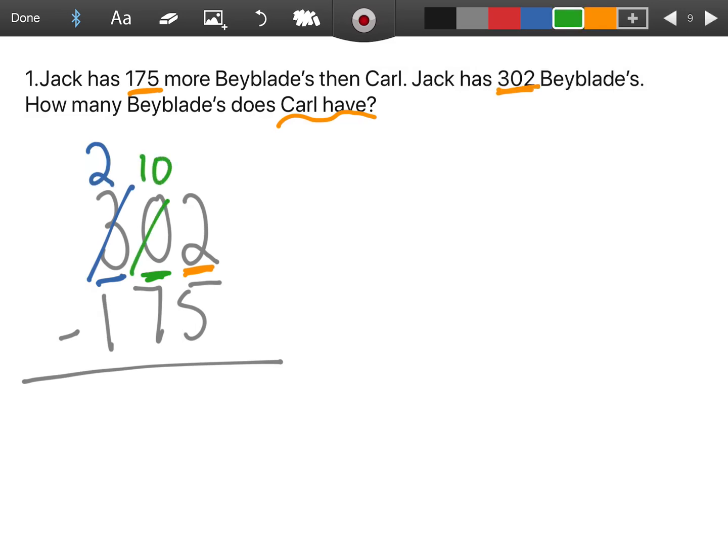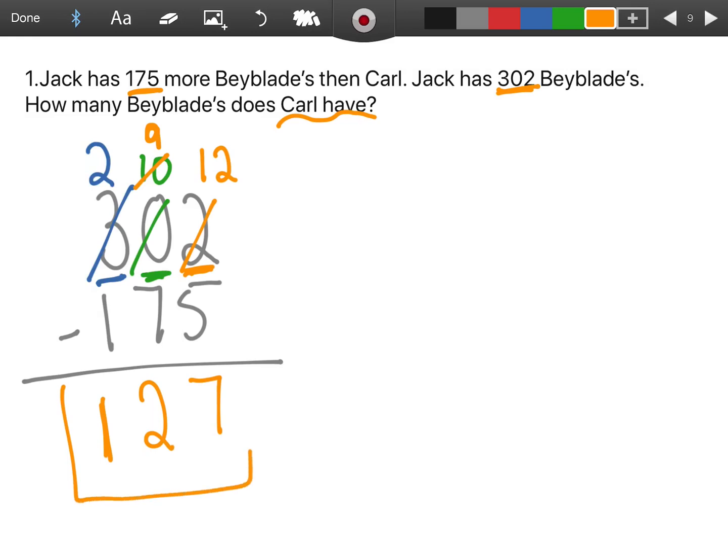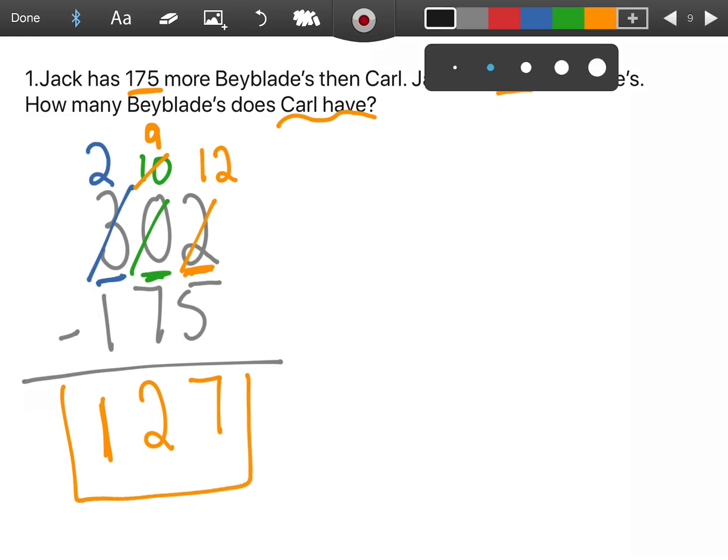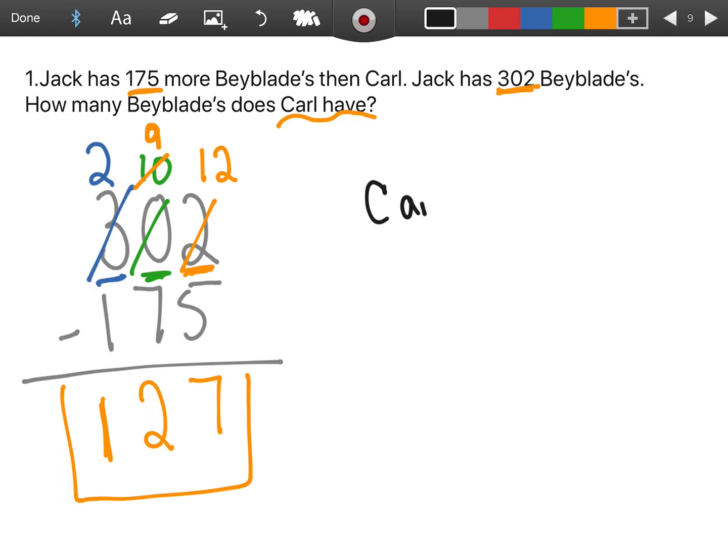That becomes a 10, and then we can start in the ones place and call up the tens again. He has some to borrow this time, so he becomes a 9. This becomes 12 minus 5. 12 minus 5 is 7. 9 minus 7 is 2, and 2 minus 1 is 1, making the difference 127. What this means is that Carl has 127 Beyblades.